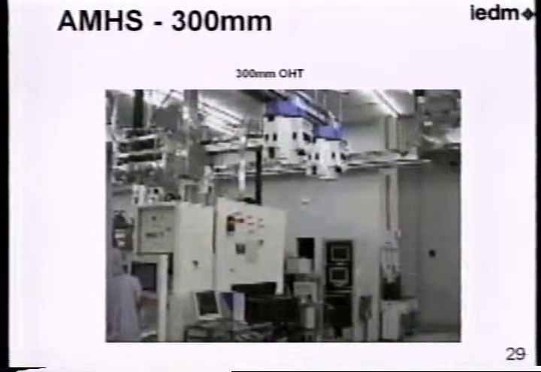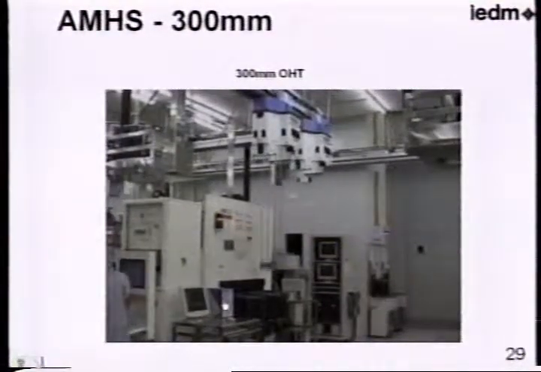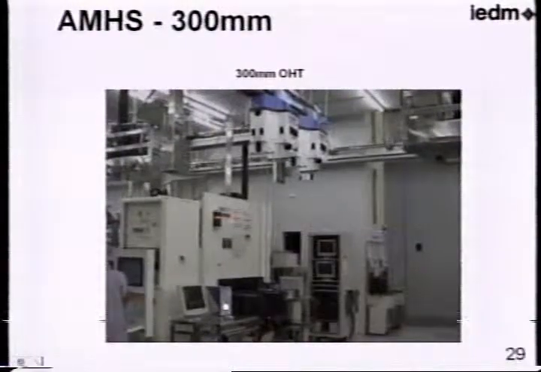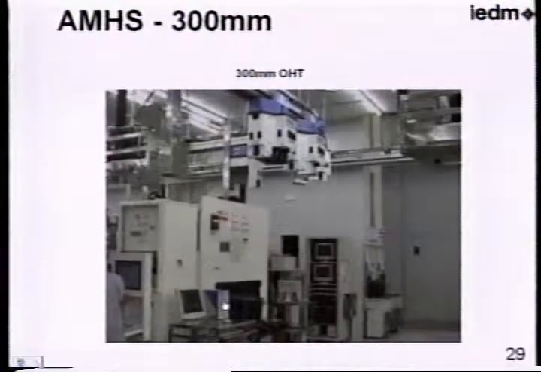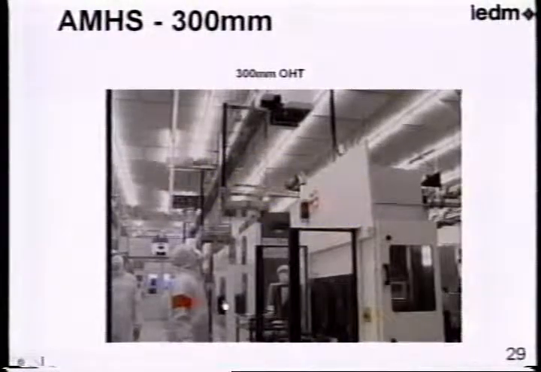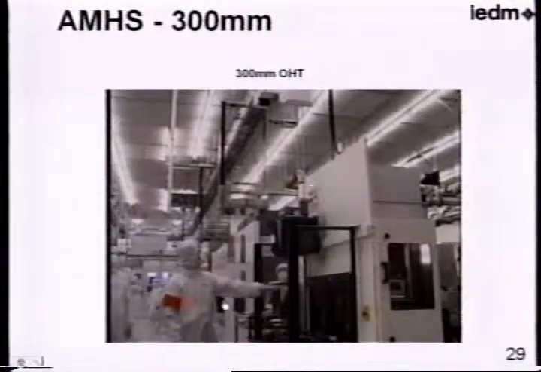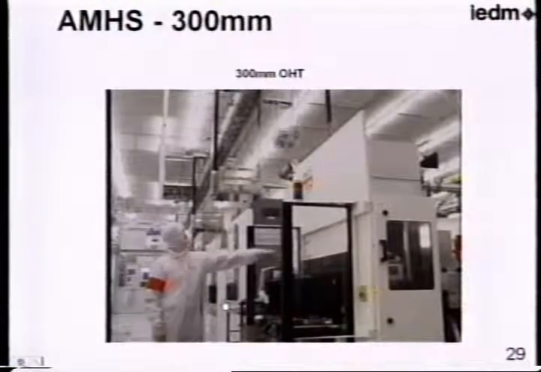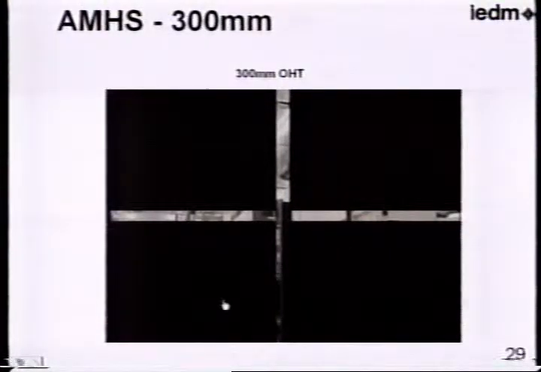All right, this one. And this is filmed in our 300 millimeter pilot line. This shows how the OHT grabs a FOUP from the load port of the machine and then transfers it to the next station. And this one shows how there's a sensor, so it can detect if there's any object between the OHT and the load port, as a safety feature.